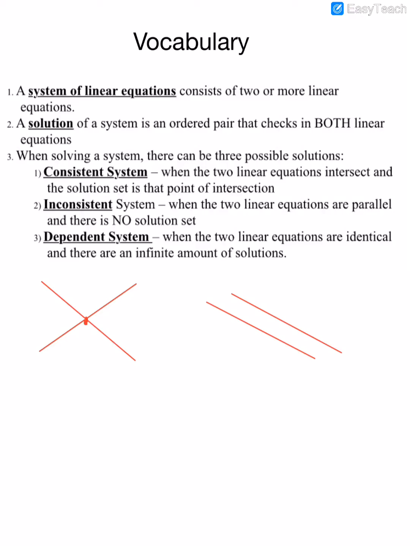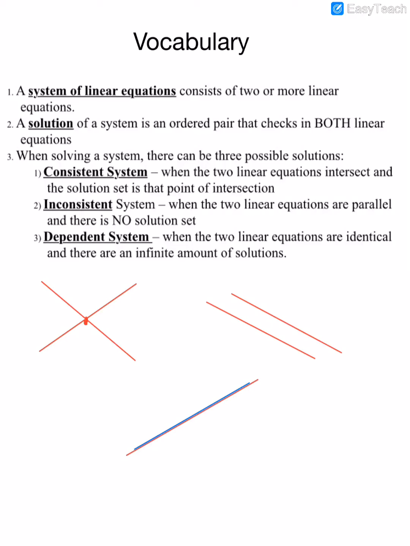So in a dependent system, it's the same line on top of each other, so it's kind of hard to draw, but it would look something like this, where the two lines are on top of each other. It's the same line on top of each other. So that means every single point on the line, they're sharing. So there's an infinite number of solutions.